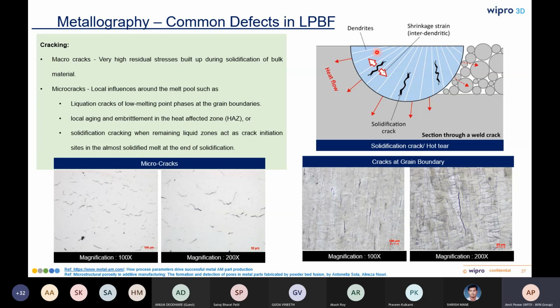Solidification cracking: basically when the melt pool gets solidified, the outer layers get solidified first, and then secondary solidification fronts get created, and these secondary solidification fronts will not get sufficient material after the solidification contraction, and some cracks can be generated. Other than that, cracks at grain boundaries can also be seen in some of the materials.